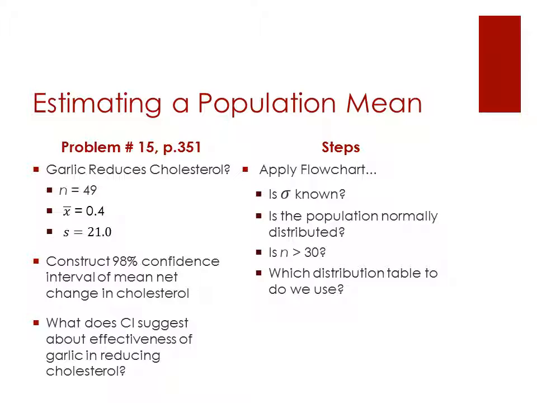So let's apply our flowchart and look at making our decision regarding which distribution we're going to be using. Is our sigma known for this particular problem, yes or no? Is the population normally distributed, or do we have an N greater than 30? Based on your answer to these questions, are we using a Z distribution or a T distribution table?